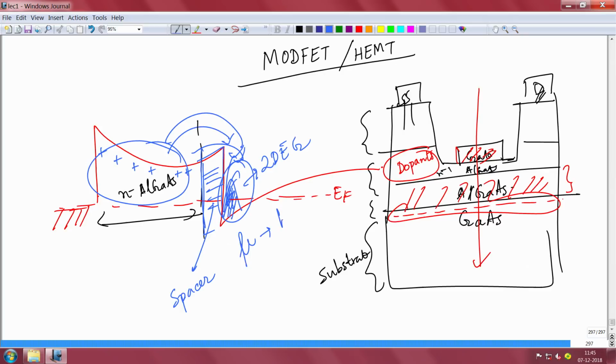Mobility is high. I told you, you can get 7000 or 8000 centimeter square per volt second room temperature mobility. Very high mobility can be achieved in this kind of structure. That's why it's called high electron mobility transistor. And the reason it is called a MODFET is because it is modulation doped.